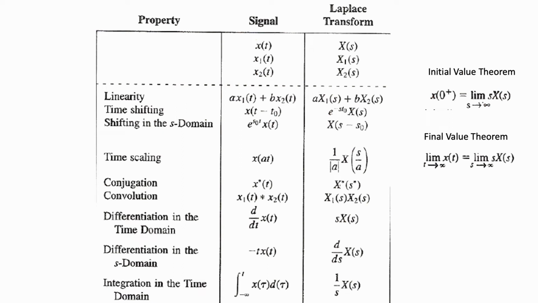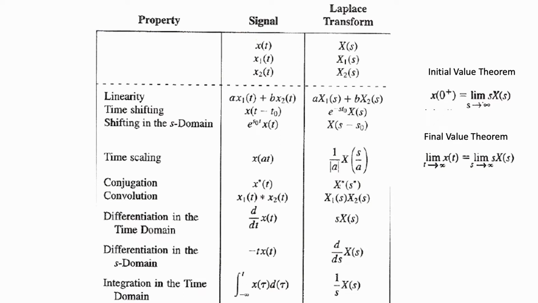So the properties are here. First one, linearity property, time shifting property, shifting in the S domain or frequency shifting, time scaling, conjugation, convolution, differentiation in the time domain, differentiation in the frequency domain or S domain, integration in the time domain, initial value theorem and final value theorem. Okay, so all the properties we are going to see in detail with their proofs.